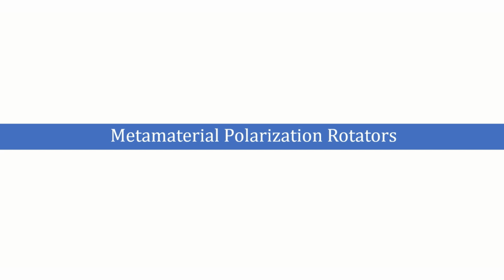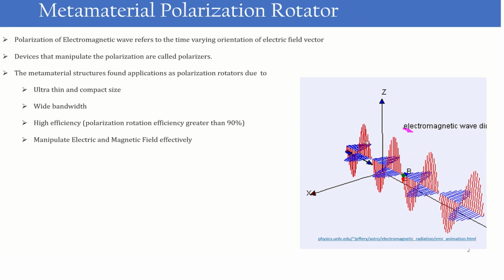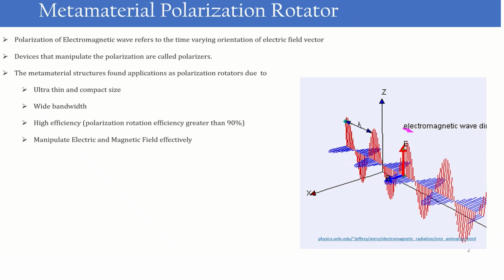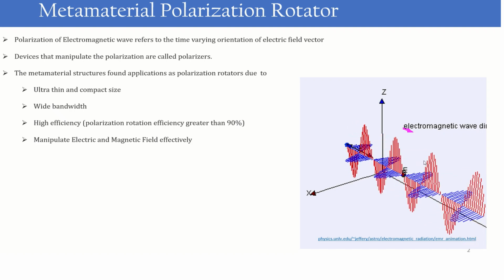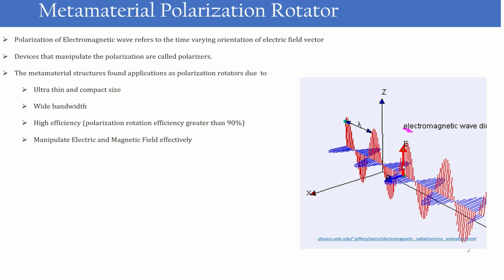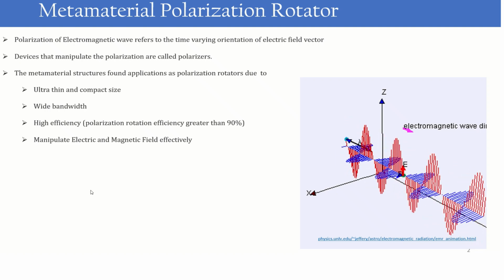Hello, in this video we are going to explore what metamaterial polarization rotators are, and how we can obtain polarization rotation from metamaterial structures. If we consider a transverse electromagnetic wave, polarization refers to the direction of the oscillation of the electric field. So any device which can manipulate this orientation is known as a polarizer.